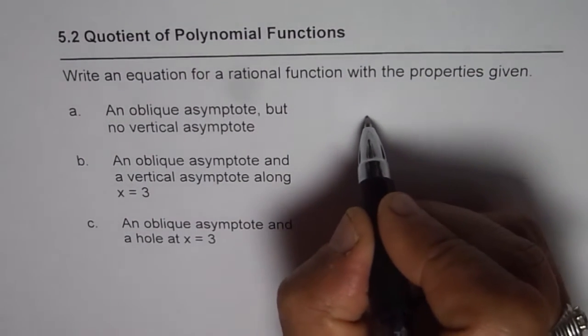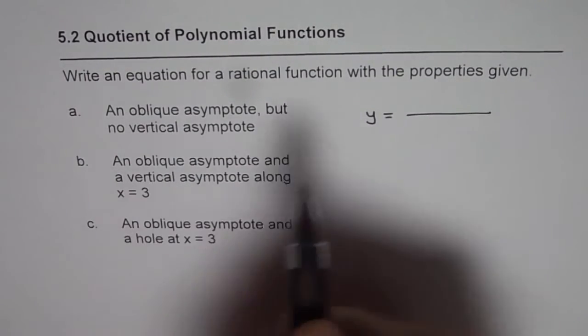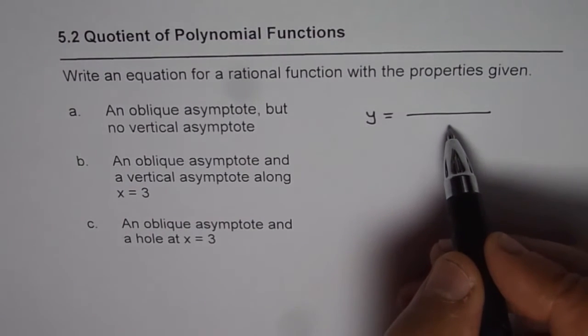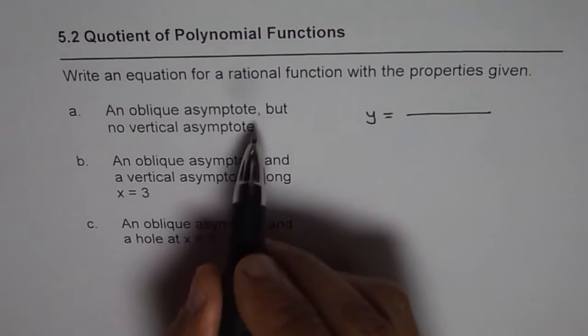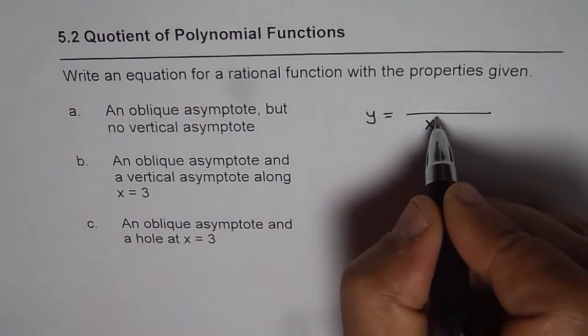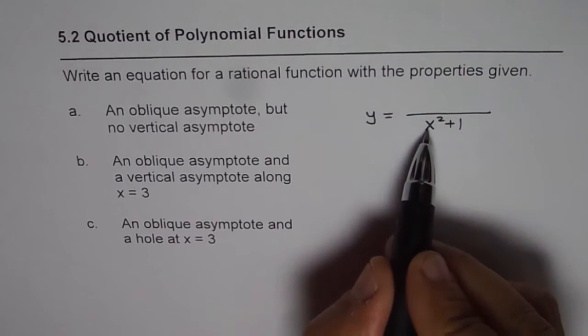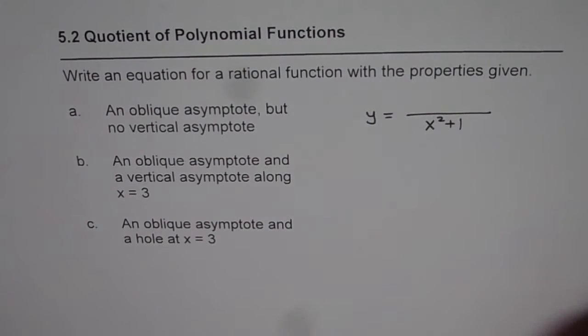It means the degree of the numerator should be 1 higher than the degree of the denominator. But it says no vertical asymptote. So that means we should have something like x squared plus 1. This will never be 0. That means no vertical asymptote. Do you get my point?